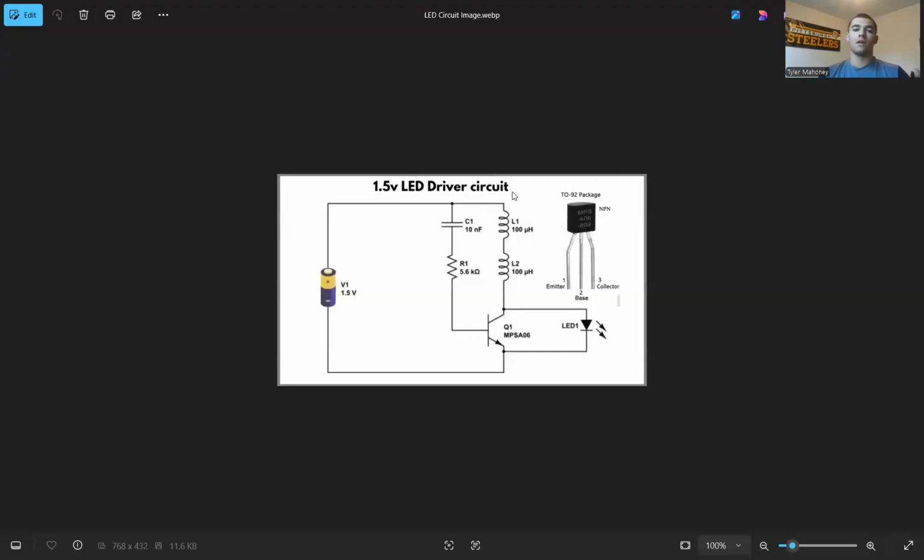First, I'm going to go over a quick circuit diagram of what is inside a flashlight. This is the LED driver circuit, which is partly responsible for how much power goes to the light. So we have a voltage source, capacitor, resistor, inductor, and then we have a transistor here and an LED. The transistor is partly responsible for the brightness of the light. This can amplify the current, which then amplifies the brightness of the flashlight.